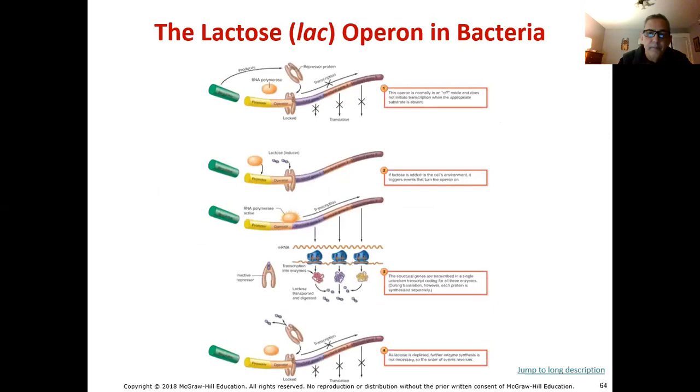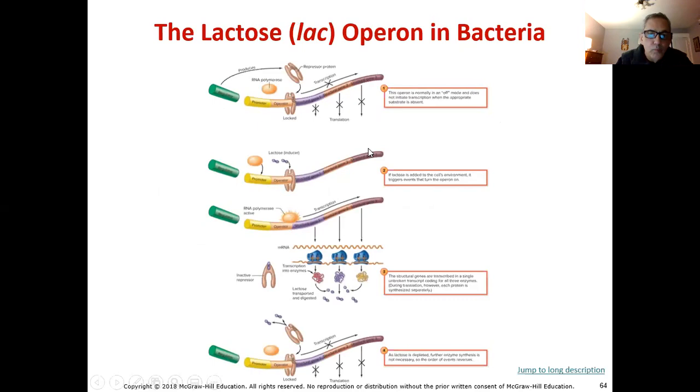So this is what it would look like. You have three genes to be transcribed and the promoter where the RNA polymerase binds. In between that promoter and these three genes is an operator. A repressor protein can bind to the operator, preventing the RNA polymerase from transcribing these three genes.